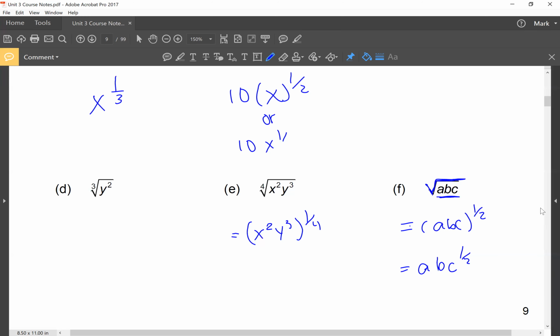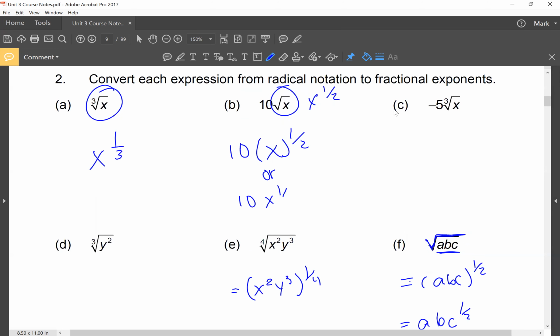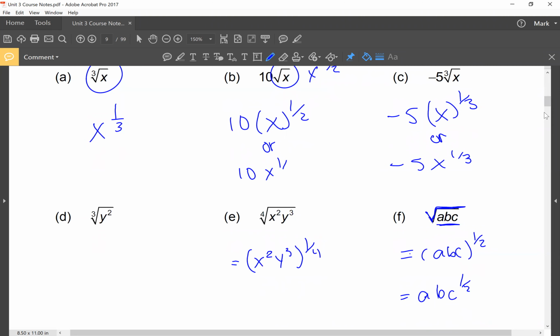Okay, so for C, the -5 is not included, so this would be -5x to the 1/3. If you didn't use brackets for C, that's okay, because you could say -5x to the 1/3. You don't need brackets for C. For D, you would say y squared over 3. That's it, pretty straightforward. Let me check the chat and then we'll move on.